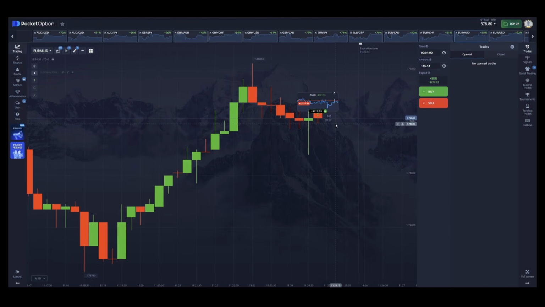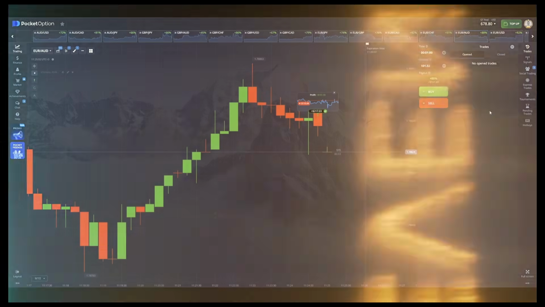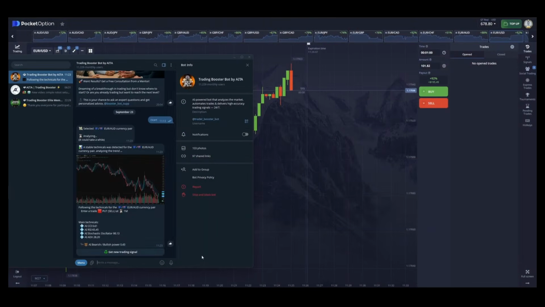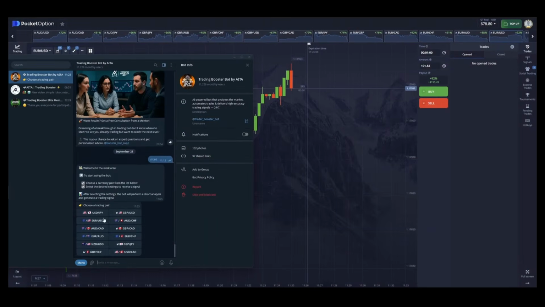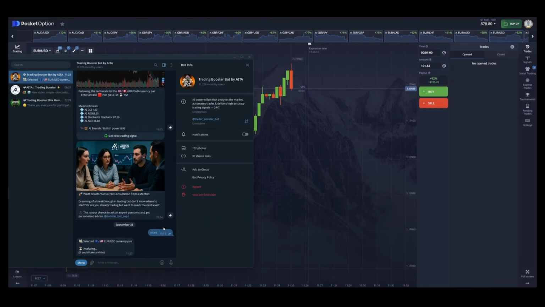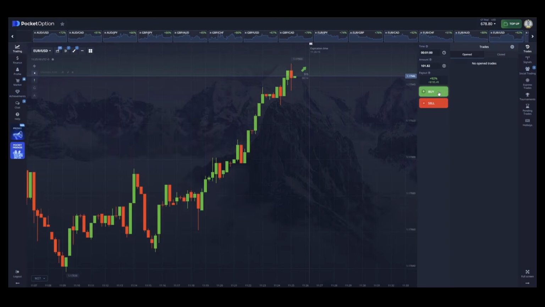Let's open the next trade for 15%. That's the same $101. I hope this will be the final trade that helps me earn $200. I choose the Euro to US dollar currency pair, go straight to the BoosterBot, select a 1 minute trade time, and wait for a ready signal. I get a buy signal and open a buy trade right from here.